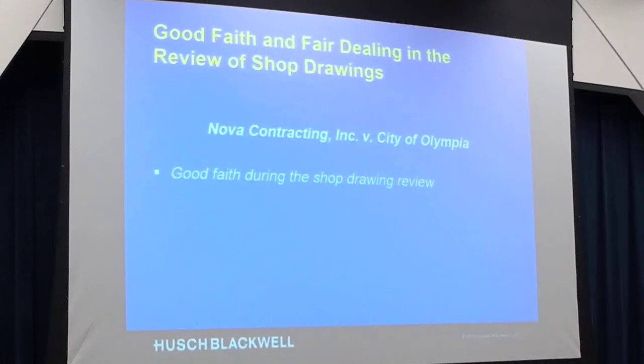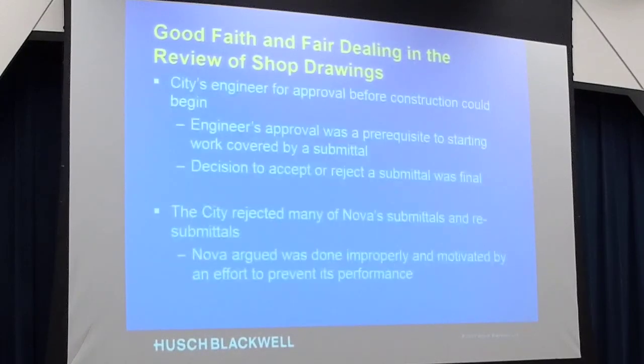In review of the shop drawings, if you're the party reviewing them, you have an obligation to review those drawings in good faith. This is a case out of the state of Washington, so it's not a Missouri case, but Missouri has the same implied clause in every contract that the state of Washington has. And that is, there is an implied obligation to deal with the other party so you don't prevent or hinder or interfere with performance of the other party's ability to perform the contract. And this case is a great opinion to illustrate this point.